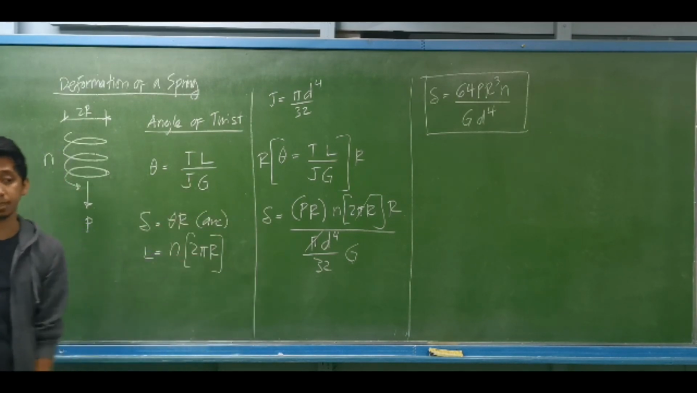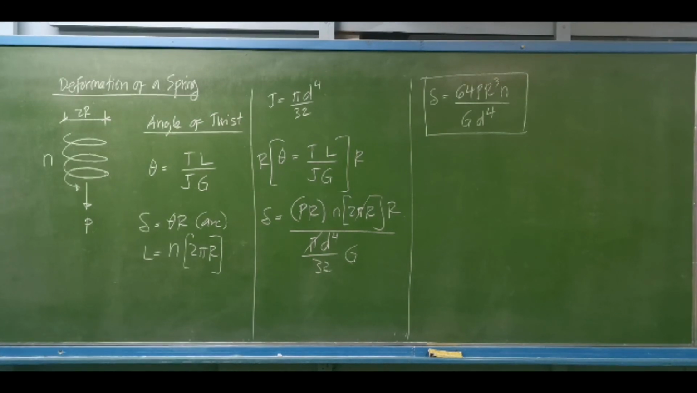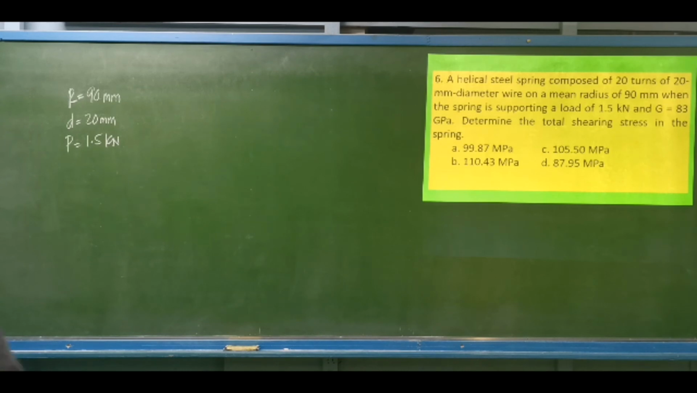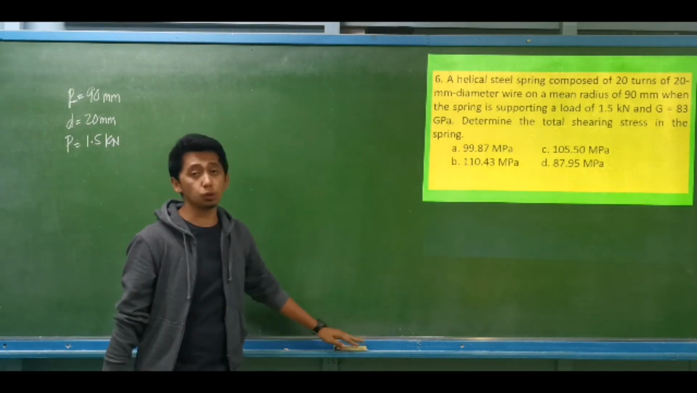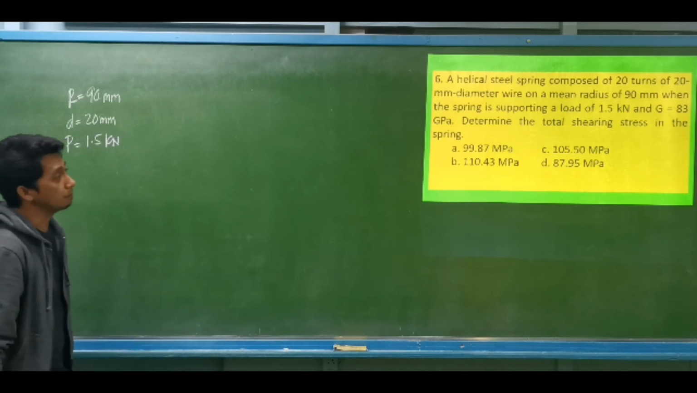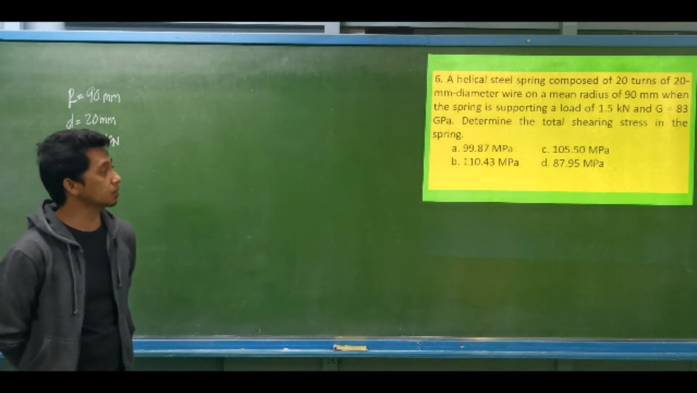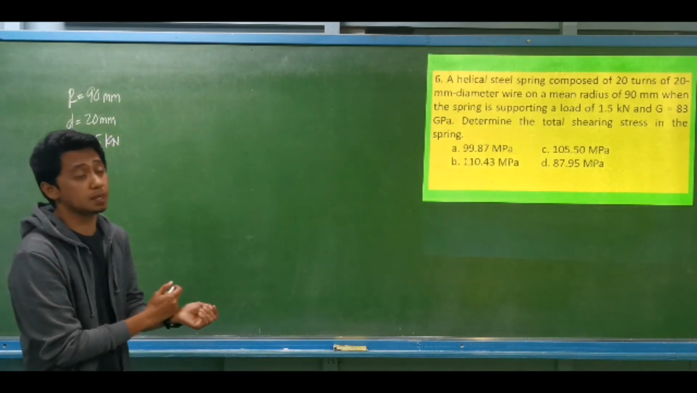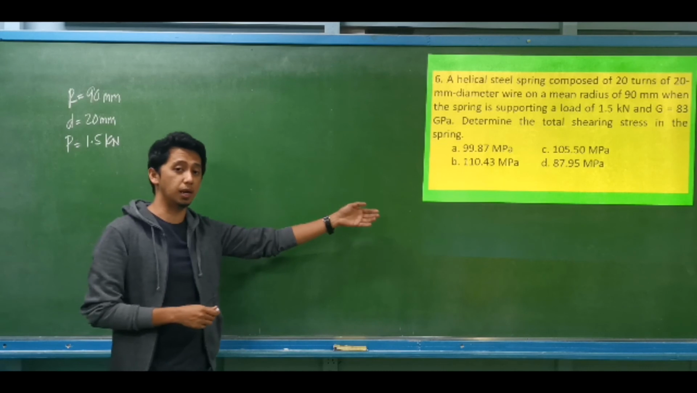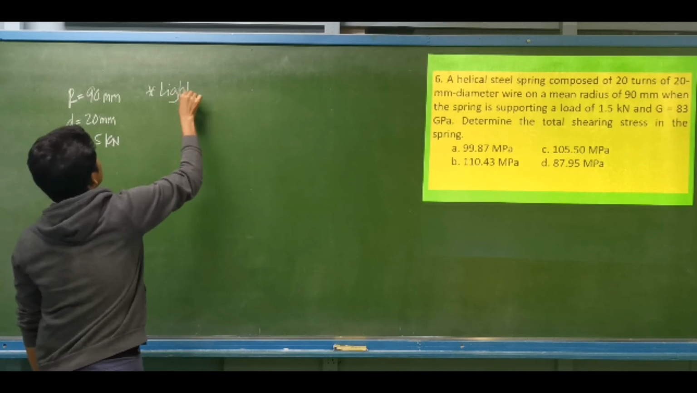So let's have an example. A helical steel spring composed of 20 turns of 20 mm diameter wire on a mean radius of 90 mm. The spring is supporting a load of 1.5 kilonewtons and G is equal to 83 gigapascals. Determine the total shearing stress in the spring. We don't know if it is a light spring or a heavy spring. Let us first assume a light spring.